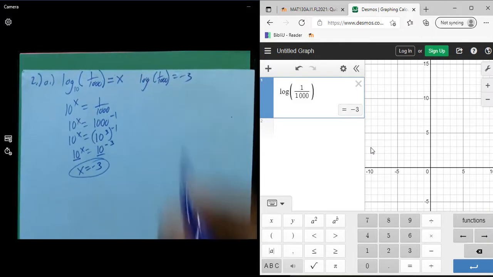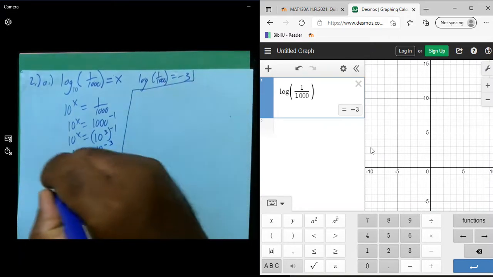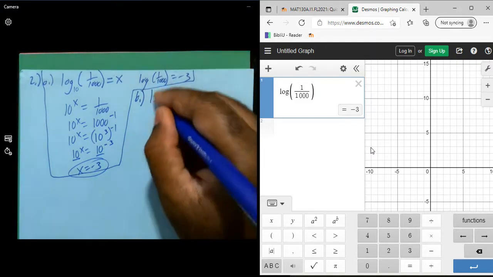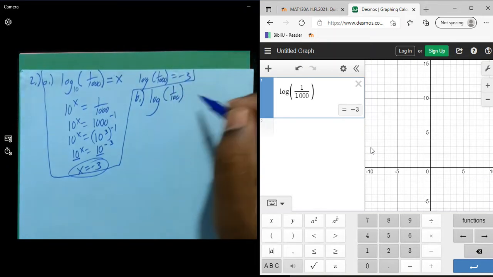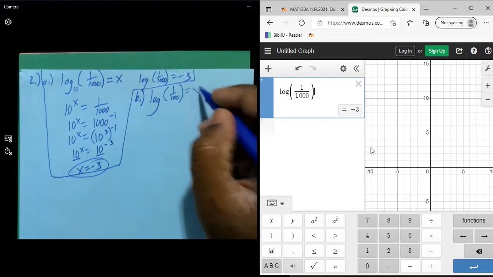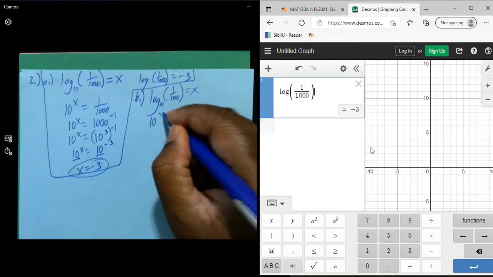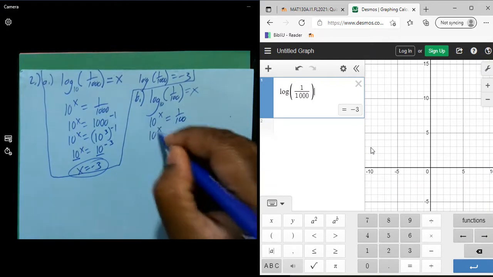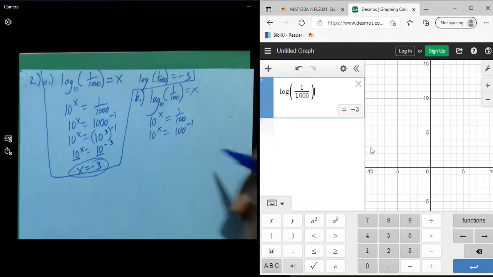Okay, now we go to 2b. Now 2b, we have log 1 over 100, which is basically the same concept. In our mind, we're thinking this is equal to x or some unknown value. This base is considered to be 10. So it'd be 10 to the x is equal to 1 over 100. So it'd be 10 to the x is equal to, this would be 100 to the negative 1 power.